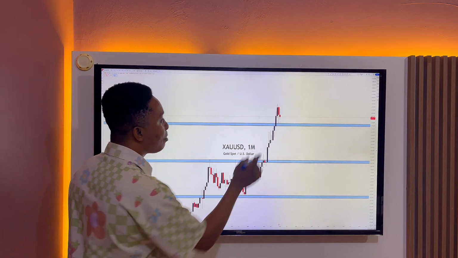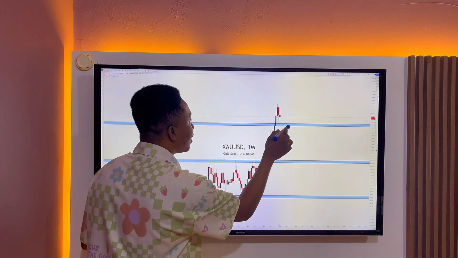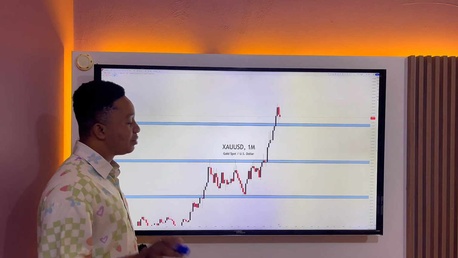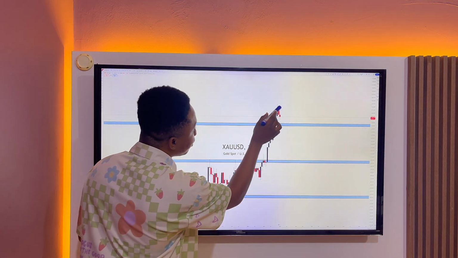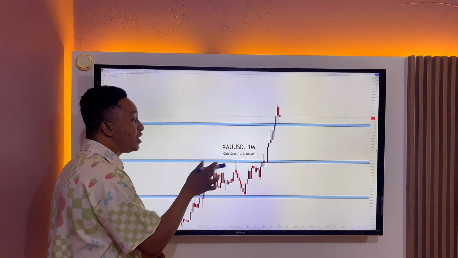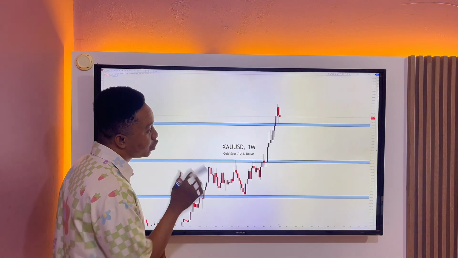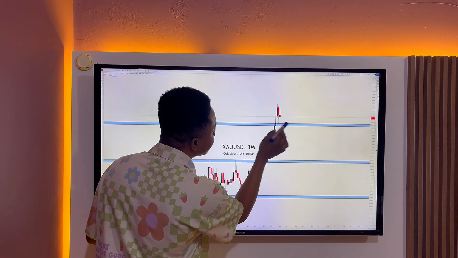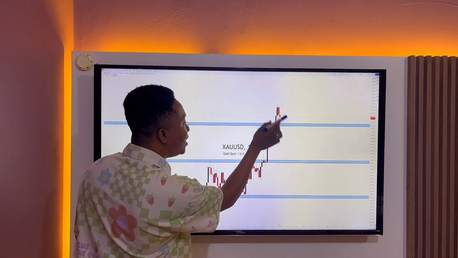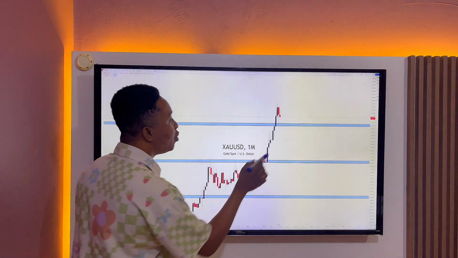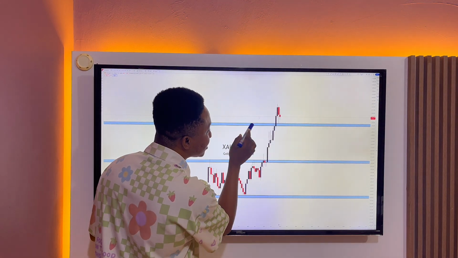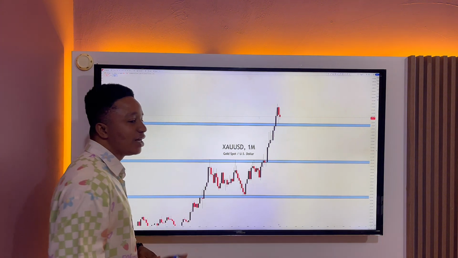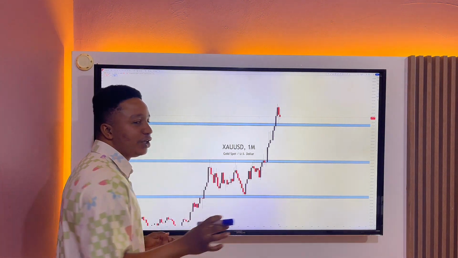And after a push, what happens next? An exhaustion before a continuation move all the way to the upside. So gold on the monthly, price is coming all the way down for a retest, and that retest is what we are going to capitalize on. So in the monthly, we are looking for entries around here all the way back to this monthly level as a retest. So how are we going to find entry all the way down here as a retest on this monthly resistance? Let's find out as we take you through the weekly time frame.